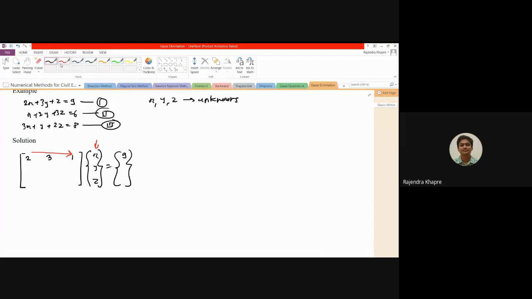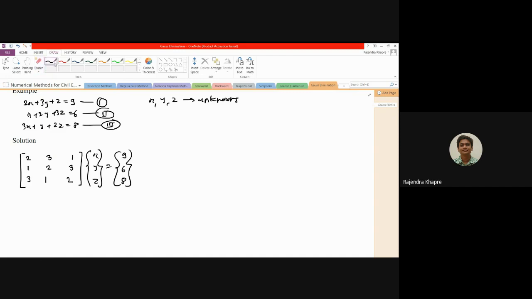Along similar lines, I'll write the second equation. The coefficient of x is 1, the coefficient of y is 2, and the coefficient of z is 3. If you multiply this row with the column, you should get 6. Secondly, I have the third equation. The coefficients are 3, 1, and 2, and accordingly if you multiply, you should get 8. So this is a matrix representation of the given three equations. I hope this is clear to everybody.